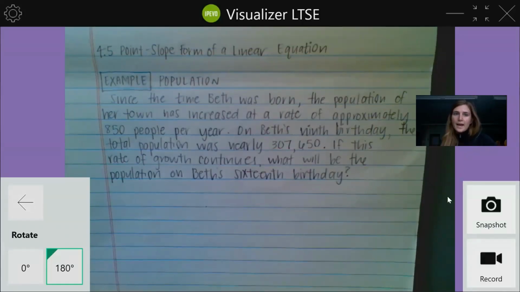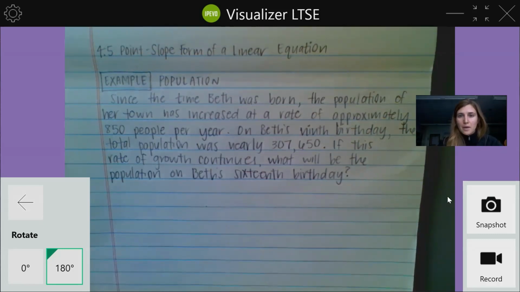We're going to take a look at lesson 4.5, which covers point-slope form of a linear equation. And we're going to start right out with an example where we're looking at the population of a town. So let's read through the problem.